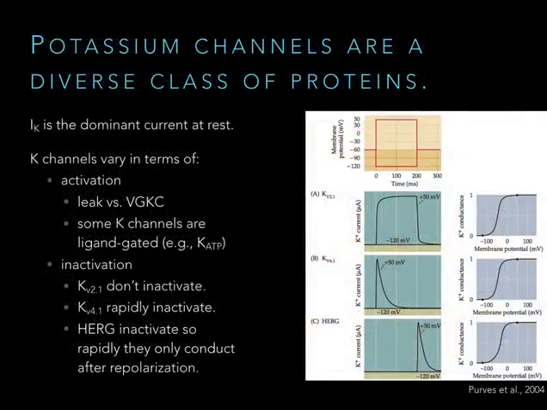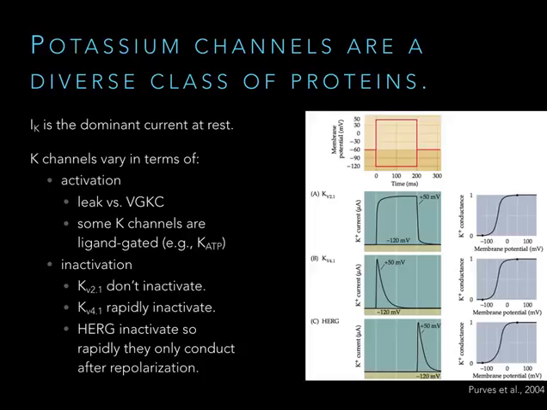Now you'll notice I said potassium channels usually don't inactivate. Look, there's a ton of different potassium channels out there. This is a very diverse class of proteins. For example, there are some leak channels. A lot of the resting membrane potential, a lot of the leak is because of potassium. So some are leak channels, some are voltage-gated potassium channels. Others might be gated by ligands like ATP.